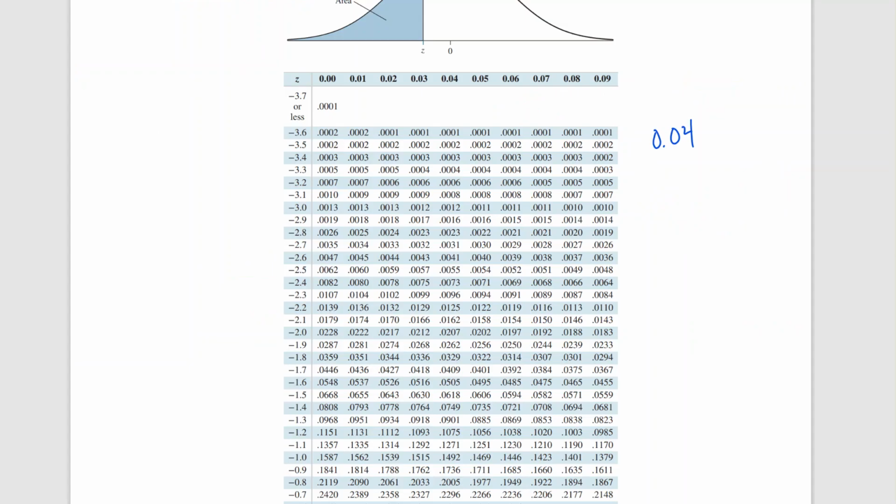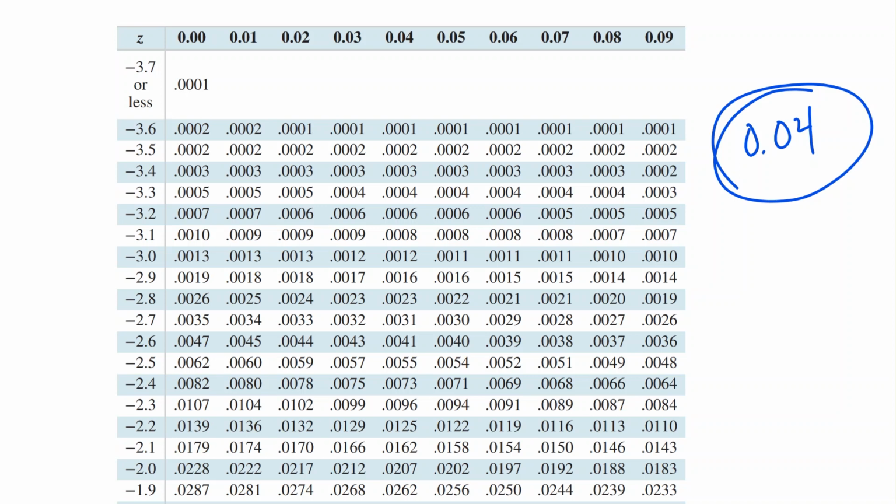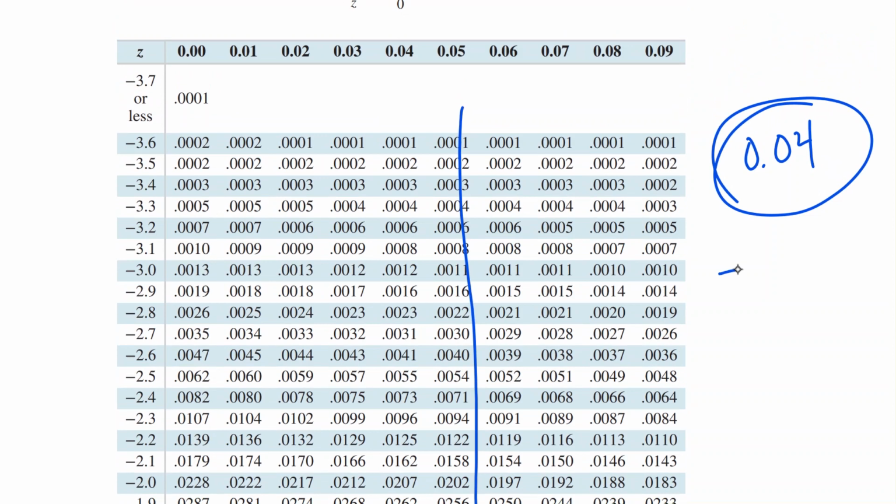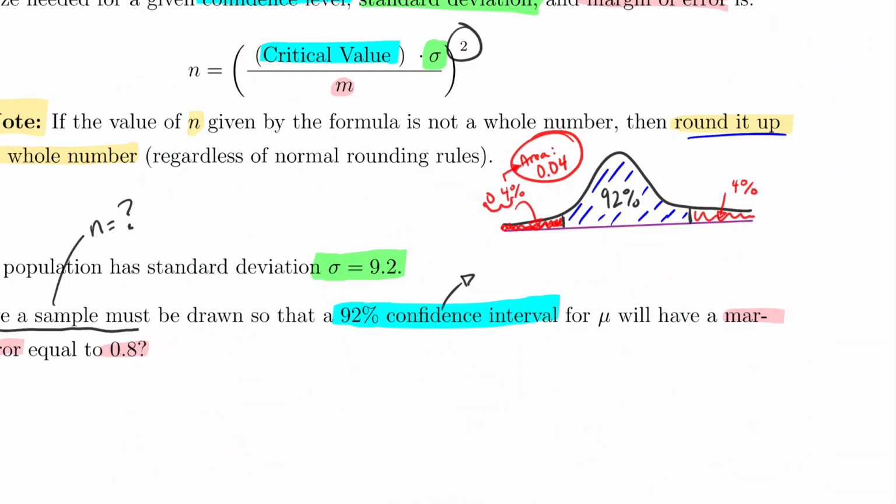So let's take a moment and look in the chart. Where do we find an area closest to 0.04? And as we look, I believe the closest we'll get here is in the negative 1.7 row with the 0.05 column, so that's negative 1.75. So we know for our critical value that's negative 1.75, and then by symmetry, this is exactly equidistant from 0, positive 1.75. And for our critical value, we're going to choose the positive version there.